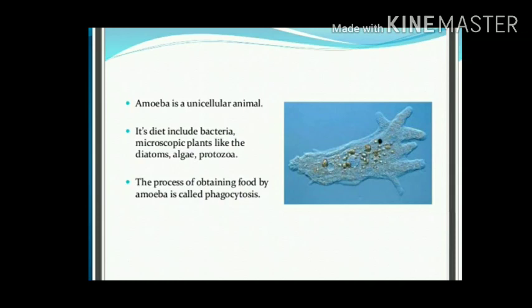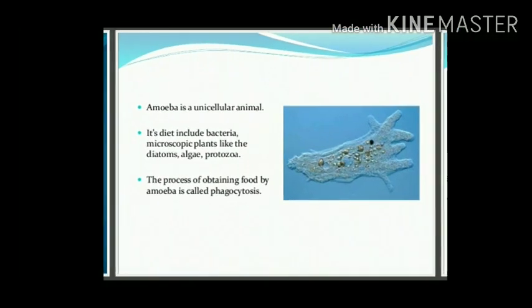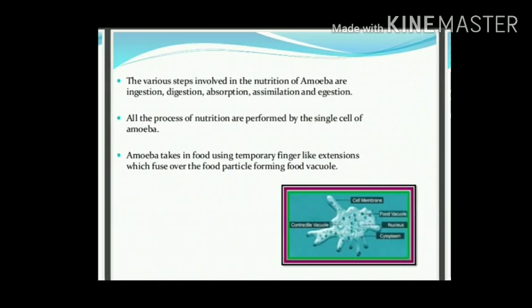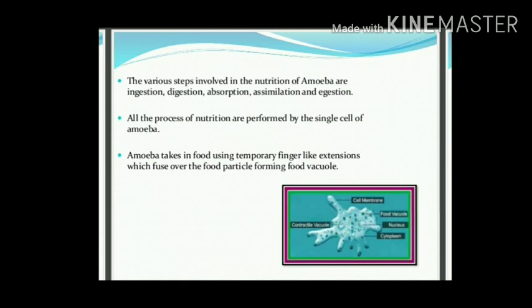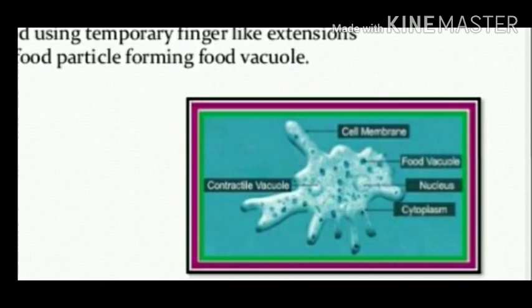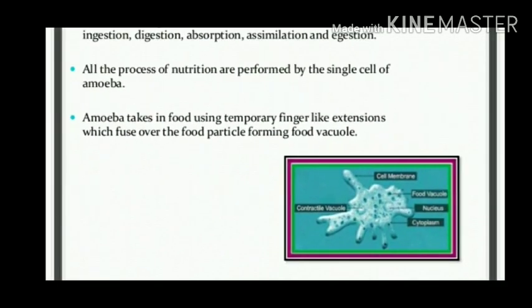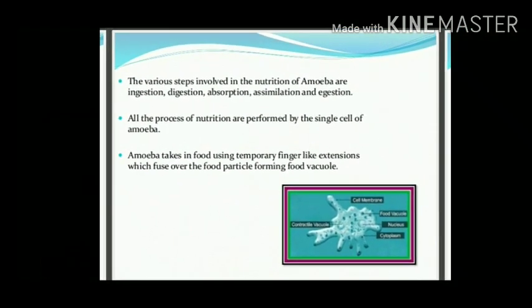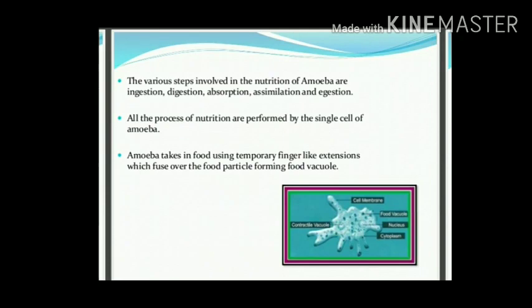The process of obtaining food by amoeba is called phagocytosis, also known as endocytosis. The various steps involved in the nutrition of amoeba are ingestion, digestion, absorption, assimilation, and egestion. All the processes of nutrition are performed by the single cell of amoeba.